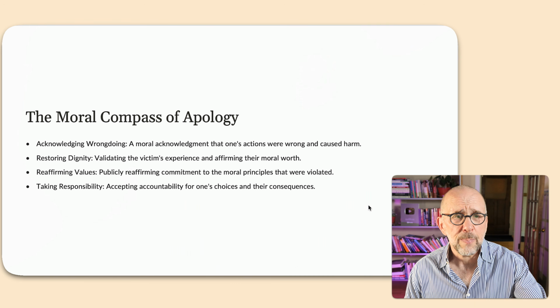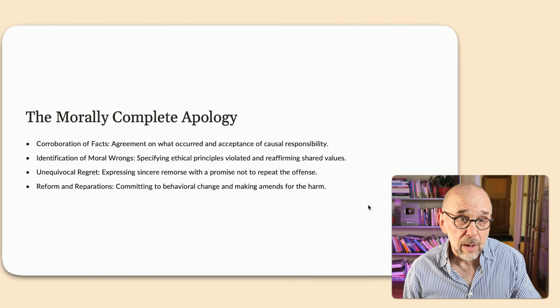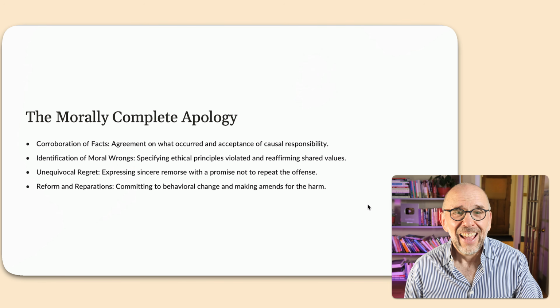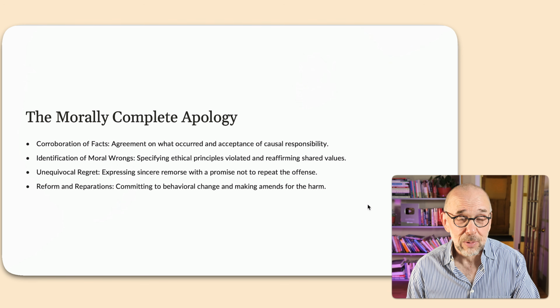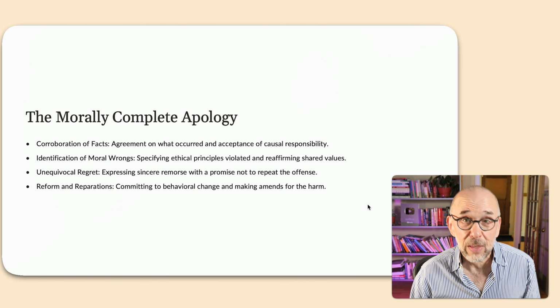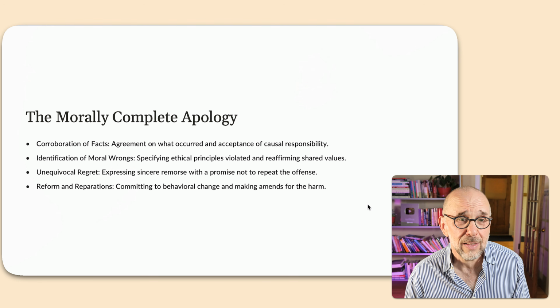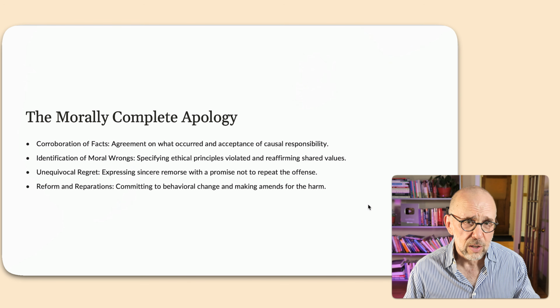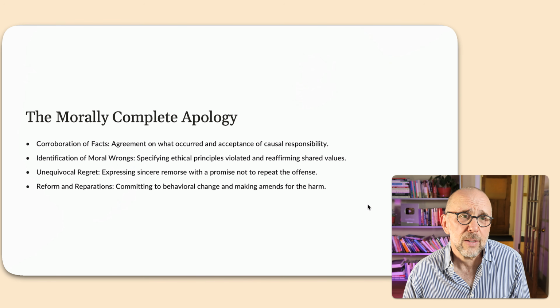So this is a little bit redundant. Many people have written about apologies, lawyers and philosophers and clergy and communication scholars and sociologists and psychologists, and all these are just slight variations on the same theme. What does an apology have to be morally complete? It has to agree about what occurred and who's responsible. So you sometimes have to agree about the facts, and people will try to dodge an apology and not apologize for the really bad thing that they did, but maybe apologize for something more minor that they did. And they have to identify specifically what were the ethical principles or moral principles that were violated, and then reaffirm those shared values, express this unequivocal regret, and commit to changing behavior. This is getting a little redundant.